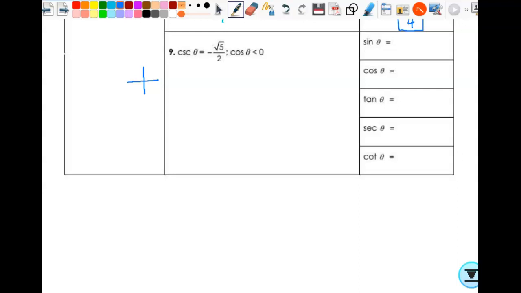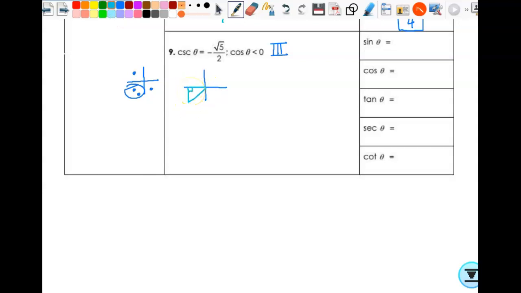Okay, cosecant is the reciprocal of sine. Sine is positive in the first and second, so it's negative in the third and fourth. Cosine, I want cosine to be negative. Cosine's positive in the first and the fourth, so it's negative in the second and the third. So we are working in the third quadrant. That's how you figure that out. Okay, so I'm going to draw my little triangle here in the third quadrant.